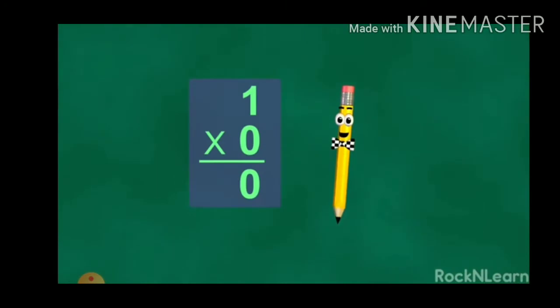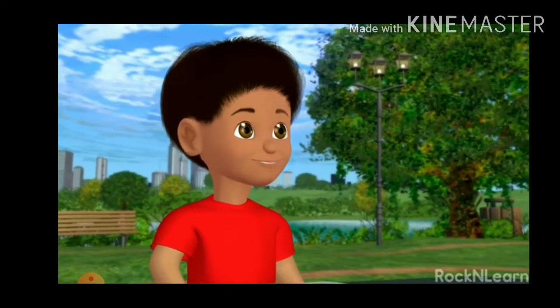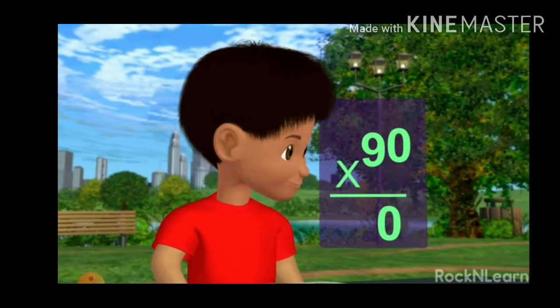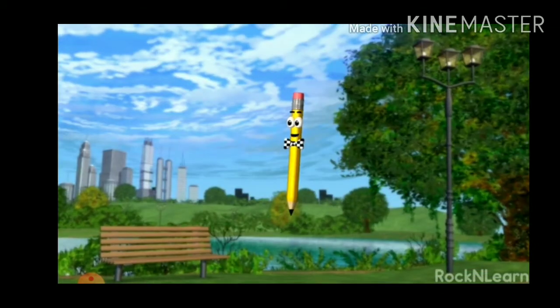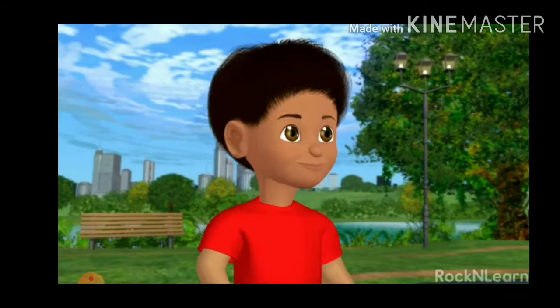Here's another trick. When you multiply by 0, you always get 0. Any number times 0 always equals 0. That just makes sense, Marco. If you have 0 groups of something, you don't have anything. And if you swap that around, no matter how many times you add 0 to 0, you'll always get 0. Perfecto.